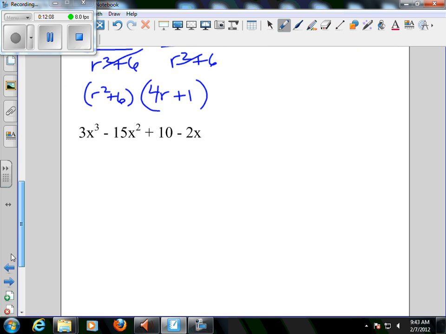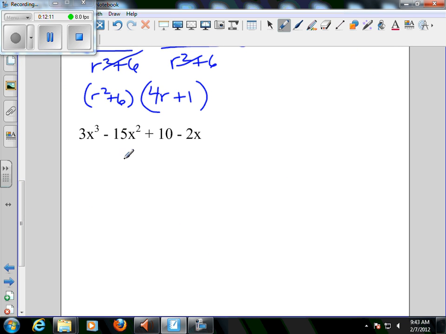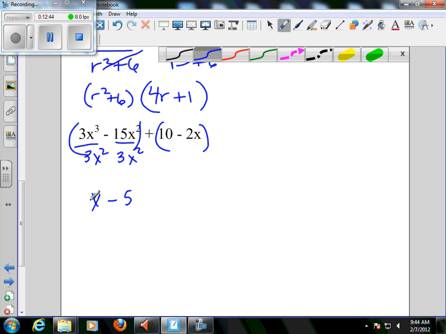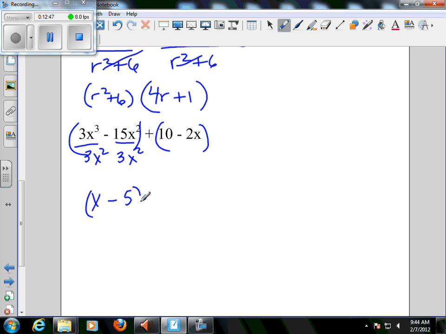Okay? Next one. We have something like this, where we want to group together the first and last pair of terms. GCF of the first set of terms would be 3x. So let's divide everything by 3x. Actually it would be 3x squared, I'm sorry. I forgot that little squared term. So we end up with x minus 5, and we'll put 3x squared in front.